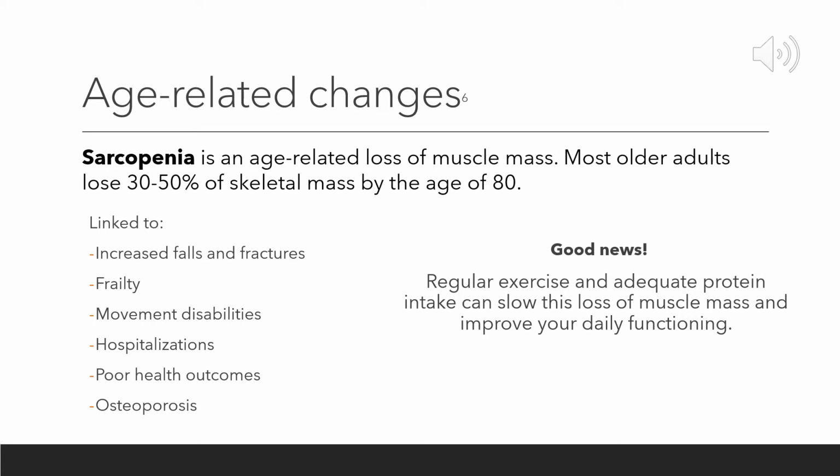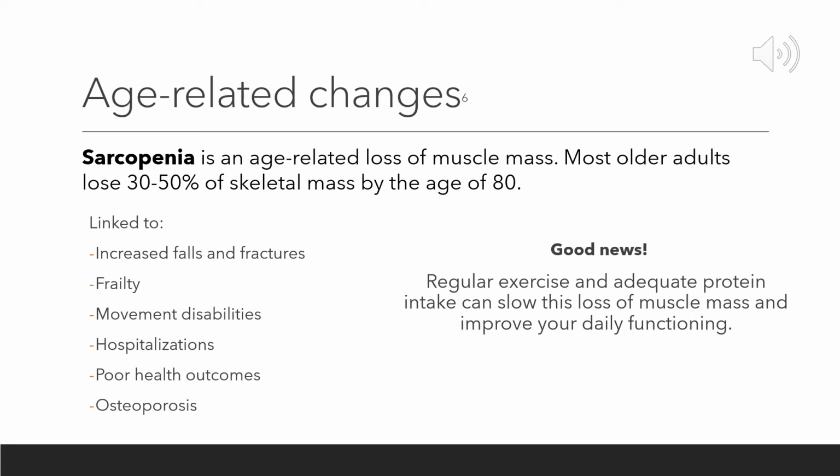There are many changes that our bodies experience as we age. Of these changes includes a loss of skeletal muscle mass, also called sarcopenia. Most older adults lose 30 to 50% of skeletal muscle mass by the age of 80. And while this age-related loss of muscle mass is normal, older adults who do not engage in physical activity can lose muscle at a much greater rate.